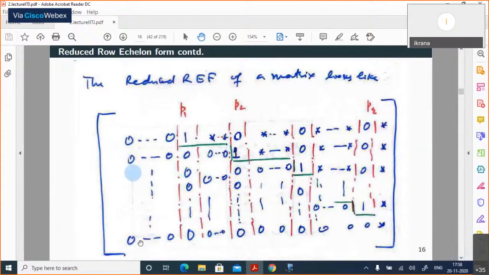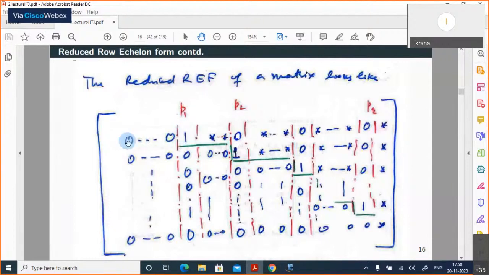Maybe the first column is 0, second column is 0, this column is 0 up to P1. The P1th column has a non-zero entry, and that is 1, and everything below that is equal to 0. Note that P1 is not equal to 1. In this picture, P1 is strictly bigger than 1.